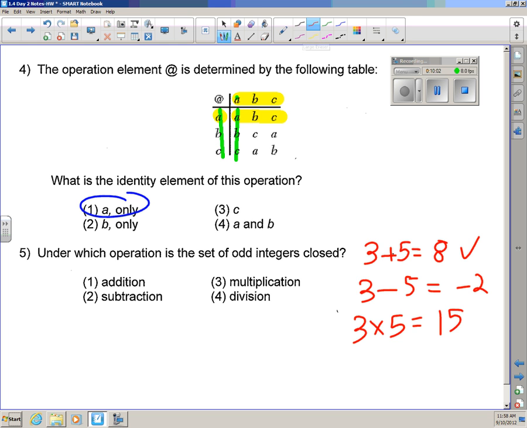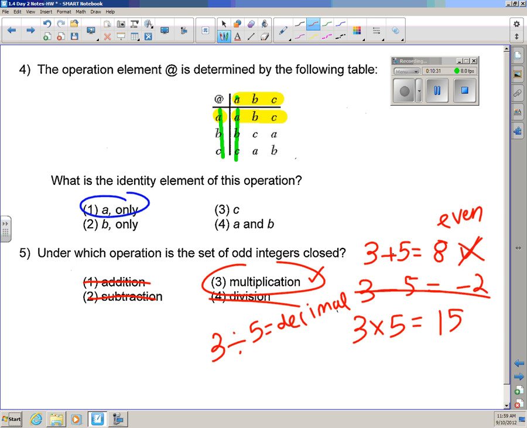Is a set of odd integers closed? Well, 3 plus 5 is 8. 8 is not odd. So 8 is even. So it's not closed under addition. Here we go. 3 minus 5 is negative 2. And negative 2 is not an odd integer. So we're not closed under subtraction. 3 times 5 is 15, so I'm going to think about this might be a possibility. And that's if I do 3 divided by 5, I get a decimal, which is clearly not an odd integer. So really, when it comes down to it, we're closed under multiplication for odd integers. Okay, and that's it. So good luck on the homework.